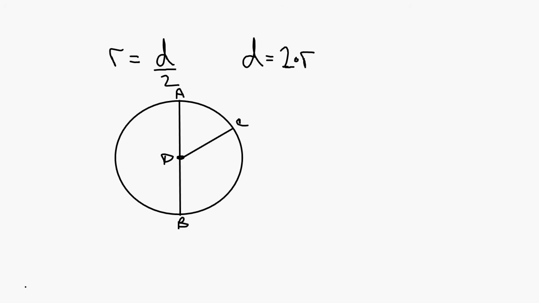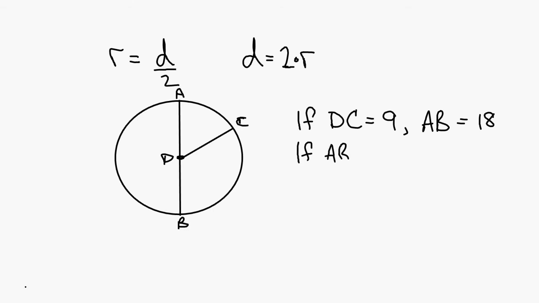If DC equals 9, AB equals, if D to C, that's a C right there, it's not real clear, if D to C is 9, how far is it from A to B? 18, good. If AB equals 12, A to B equals 12, DC equals 6. Very good.